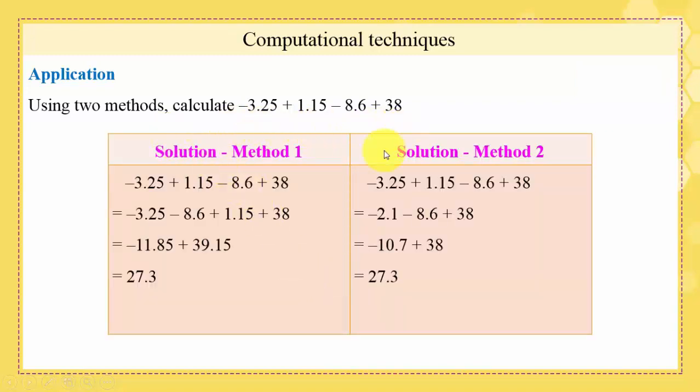Using two methods, calculate. First method, we collect the minuses together and the pluses together. Then we add the minuses and we add the pluses. Then we subtract. The second method, we calculate from left to right, the first two terms, to have the same answer in the two methods.